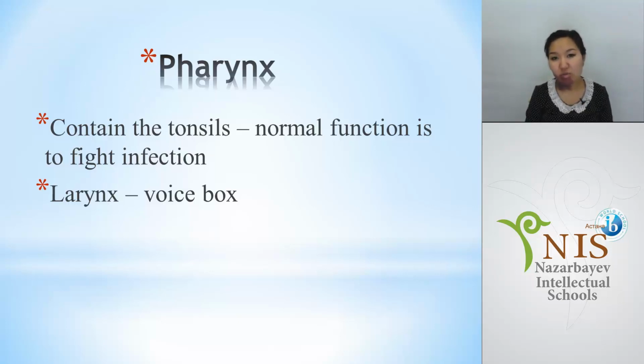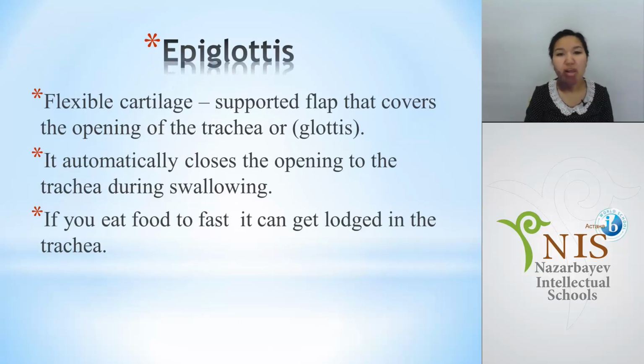And the larynx, what is the larynx? It's the voice box. Then after the pharynx and larynx, we have the epiglottis. When we talked about the digestive system, we talked about the epiglottis. It's a flexible cartilage-supported flap that covers the opening of the trachea, or glottis. It can open the glottis, and it automatically closes the opening to the trachea during swallowing.